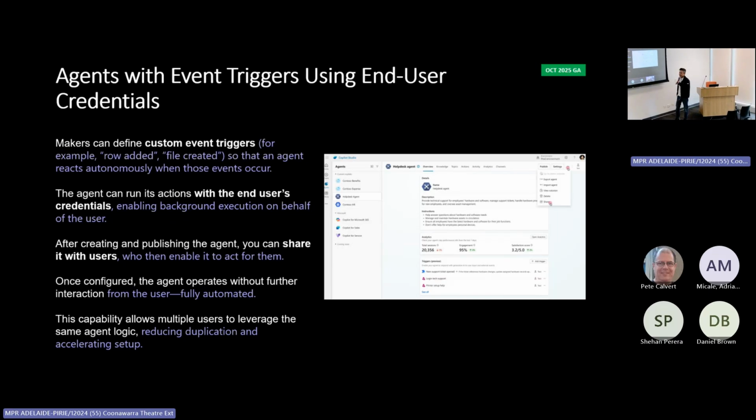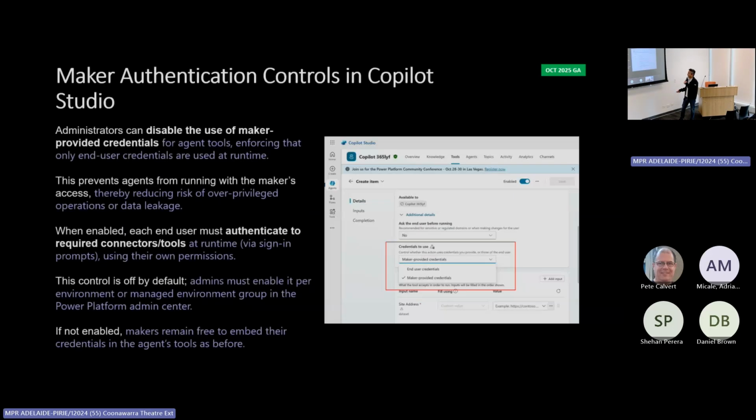So look, the ability to trigger a Copilot agent using end user credentials, right? It's always been under the maker credentials. So now you have the ability to publish it, and you can go, okay, I'm going to restrict maker credentials from being used. I want you to use only end user credentials. That way, when end users engage, you don't inadvertently expose information, right? So that's finally in there. That's really, really good to see.